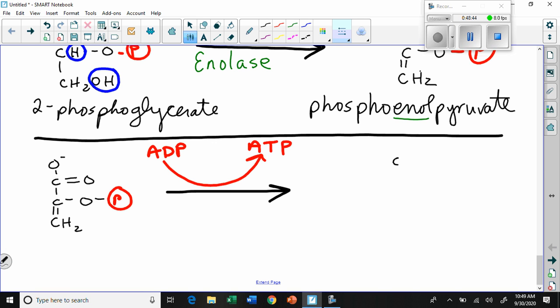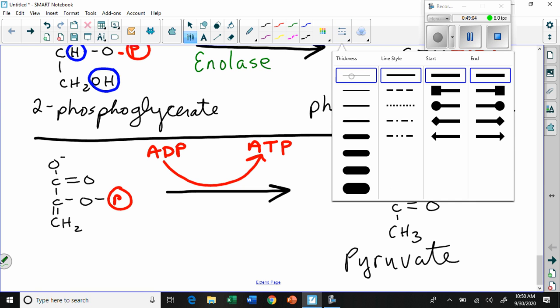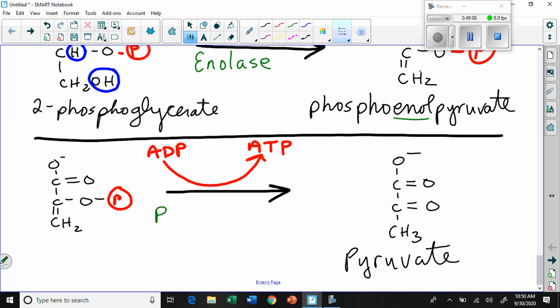And the final molecule looks like this. O, C double bond O, C double bond O, CH3. Nice simple molecule, and it's called pyruvate. And of course, pyruvate kinase is the enzyme that makes this happen. Pyruvate kinase. The what?